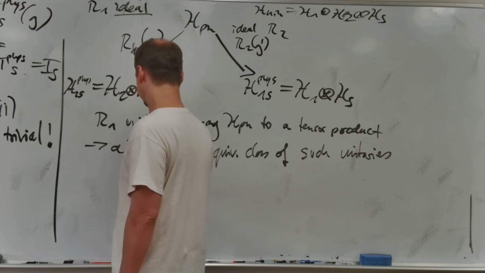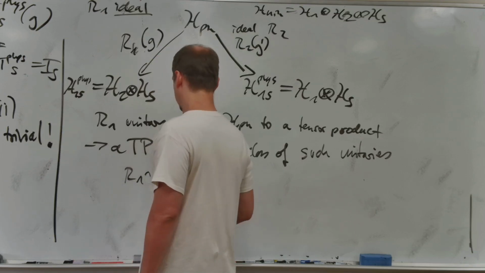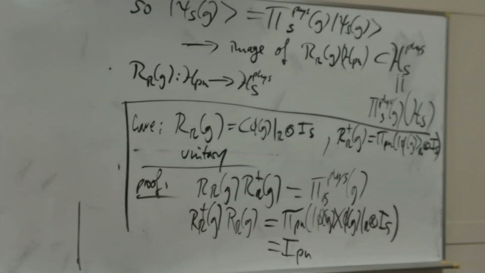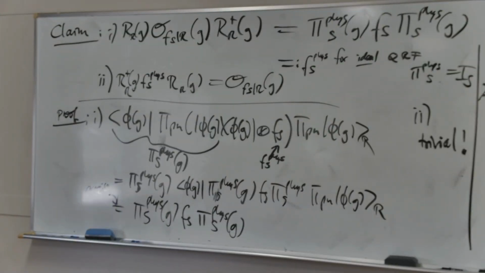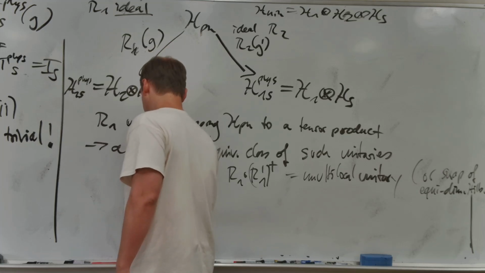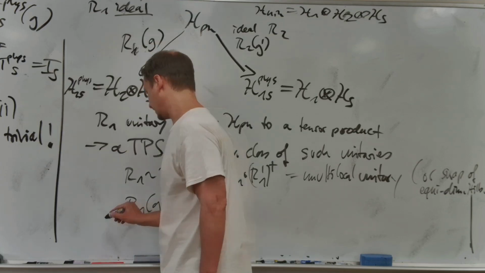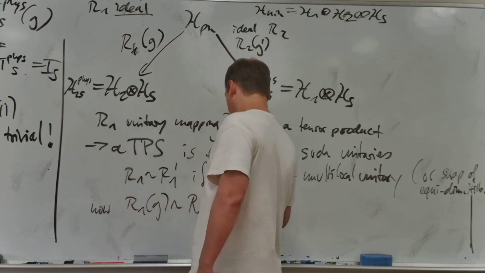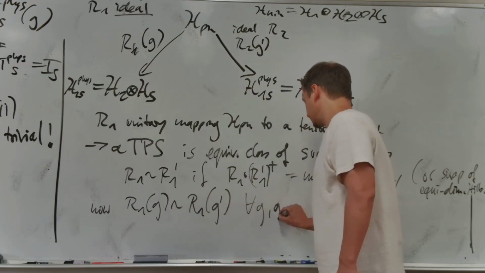So you have that R1 is equivalent to R1 prime if R1 prime dagger is a multi-local unitary, or you can also have a swap of equidimensional Hilbert spaces. In our case, the latter is not so important. And so now the point is, what do we want to check? We have that R1 of G, in fact, is equivalent to R1 of G prime for all G prime.